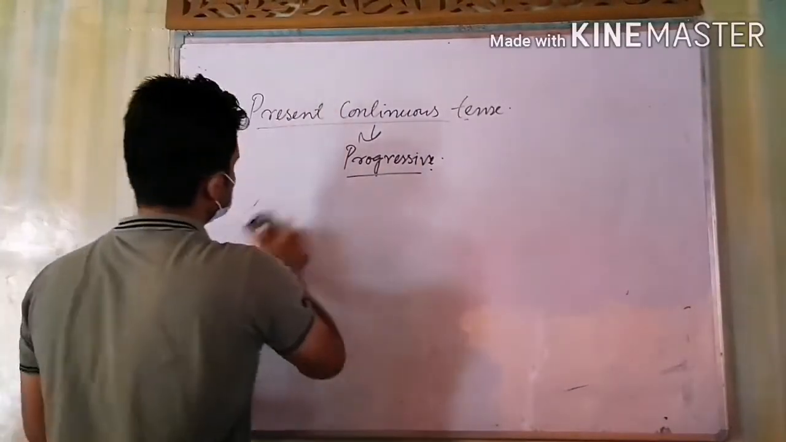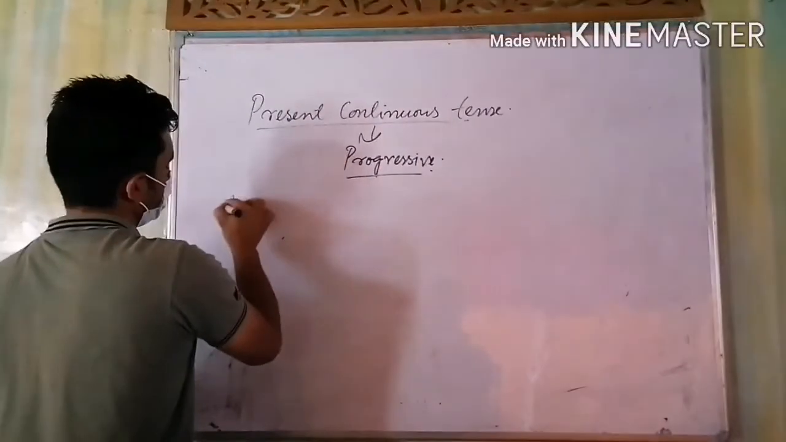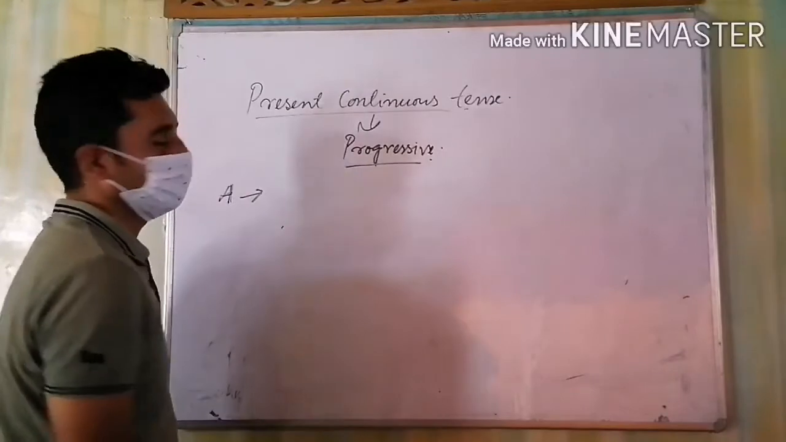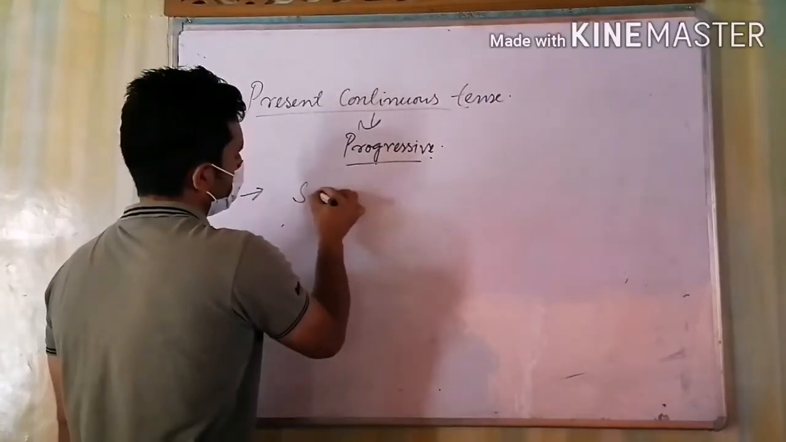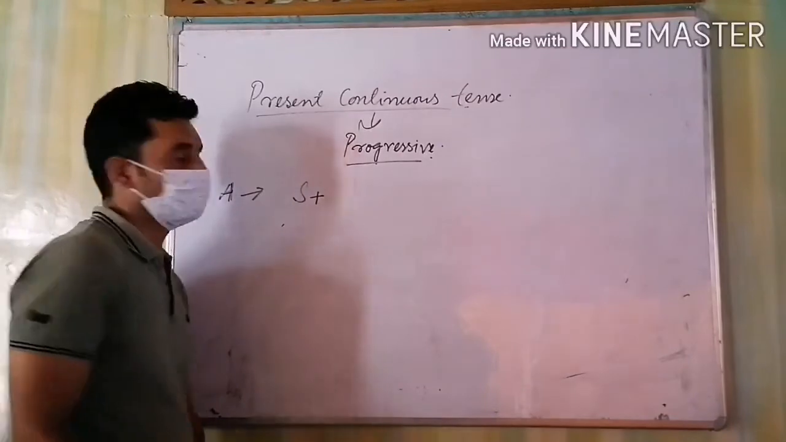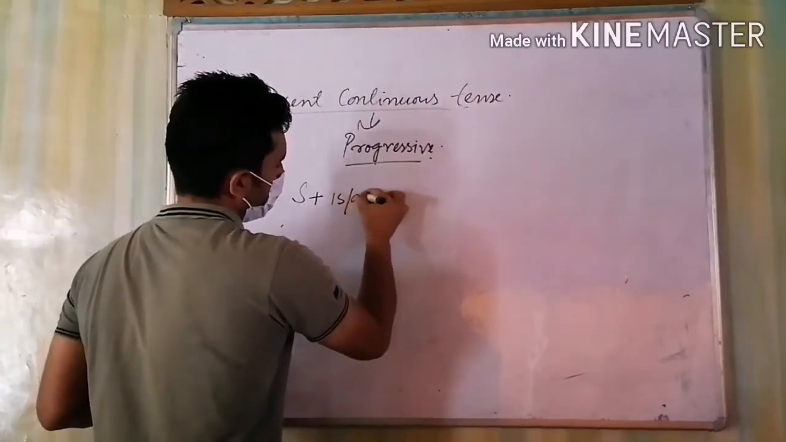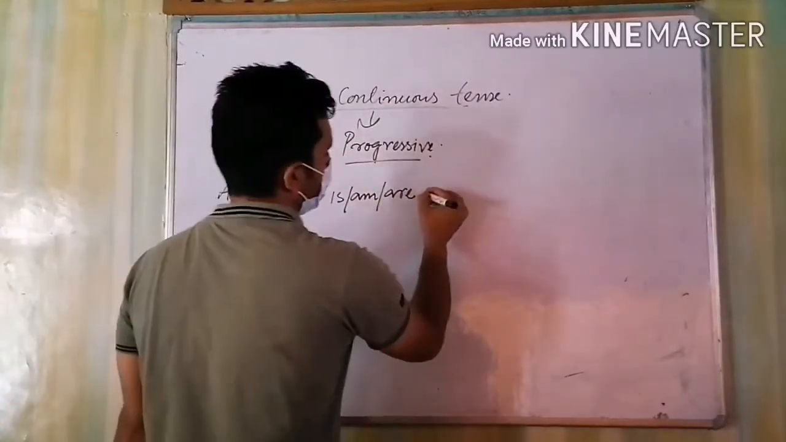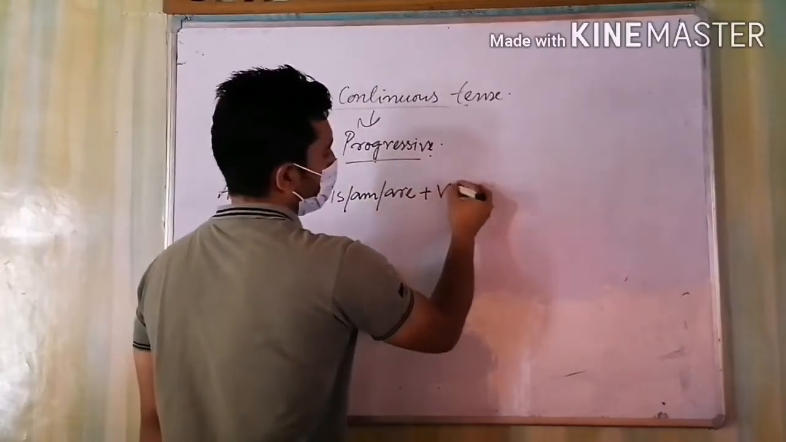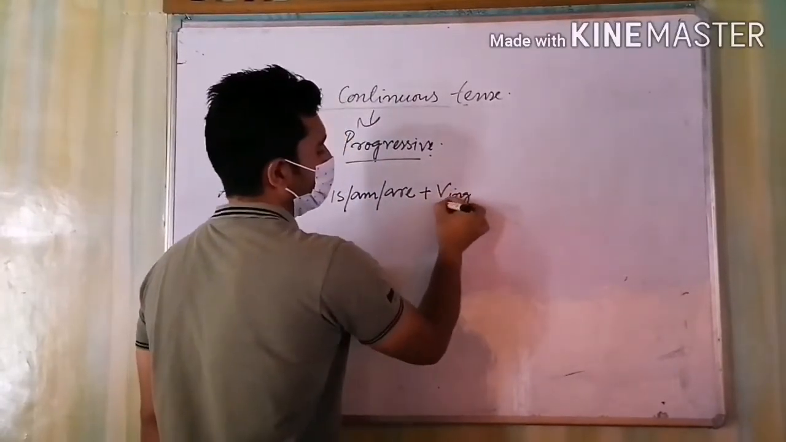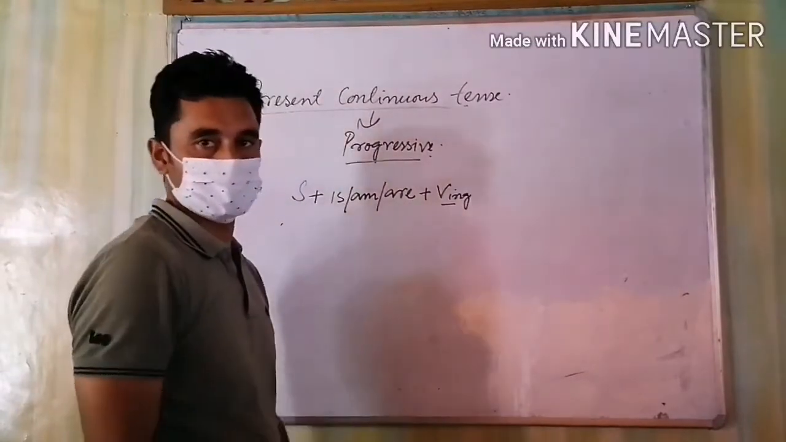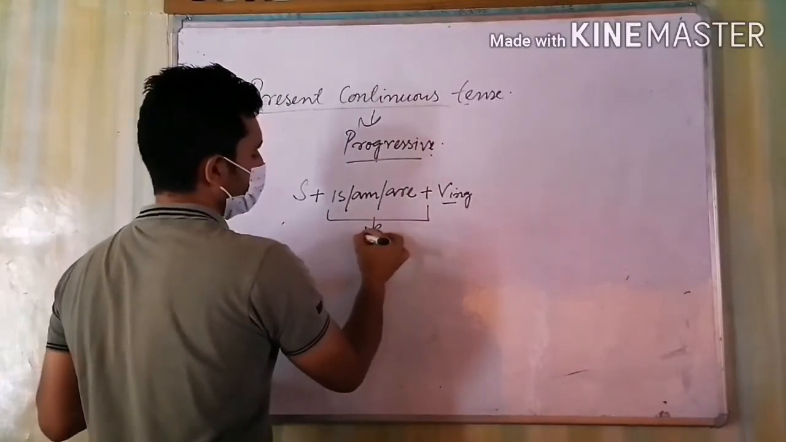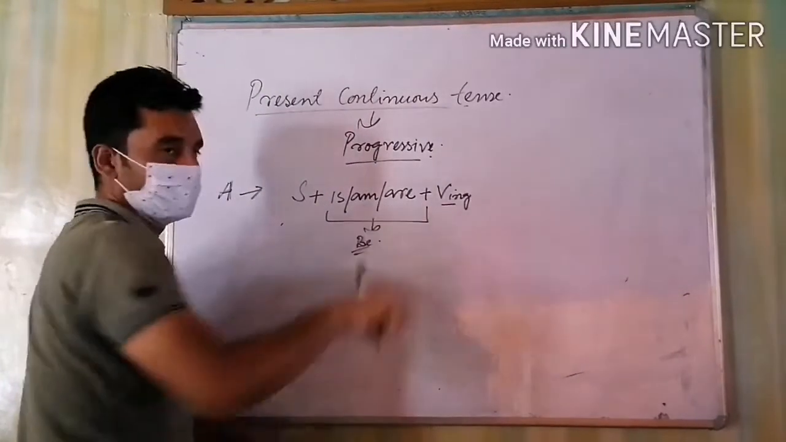First we will see affirmative case. The structure goes like subject plus is, am, are plus verb in its progressive form. I will write verb then ing form. Now here comes another term. This is generally called as be. Is, am, are.